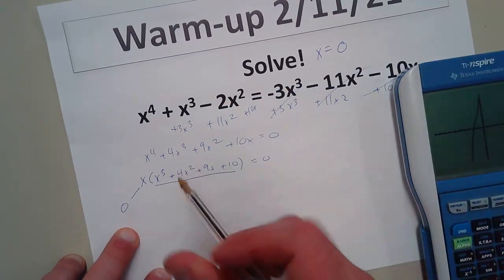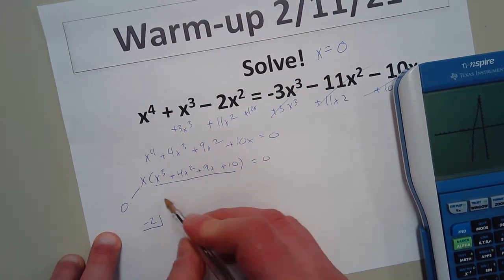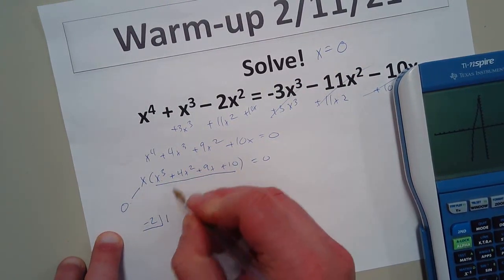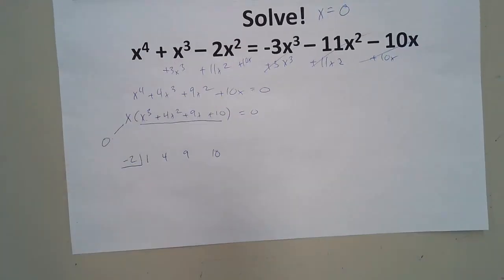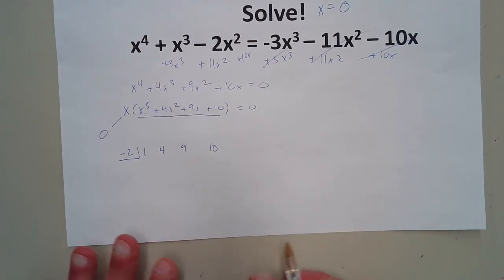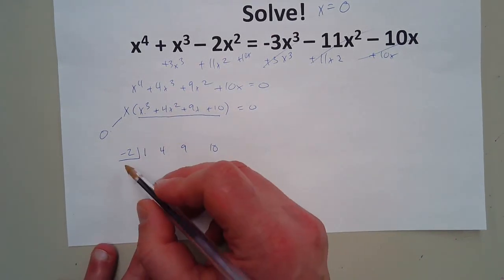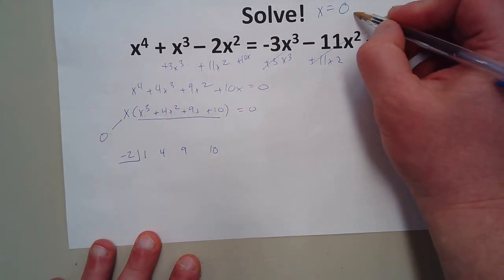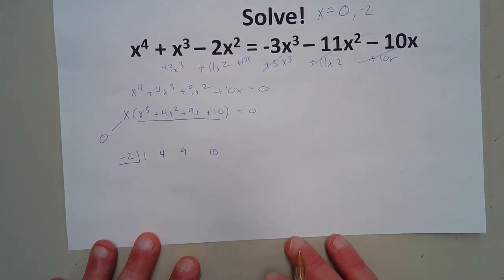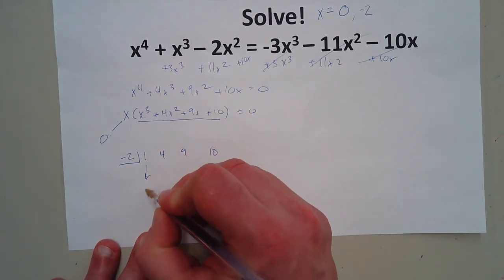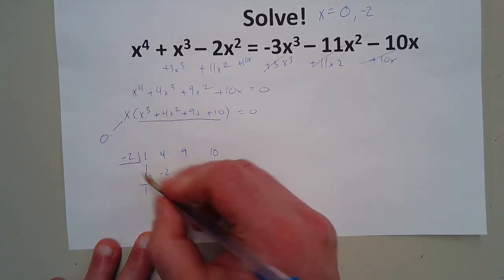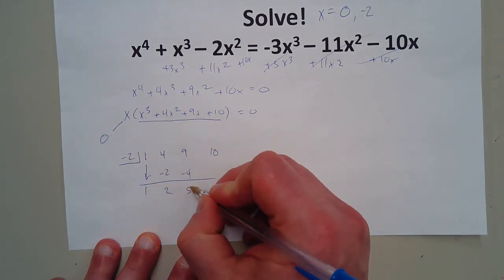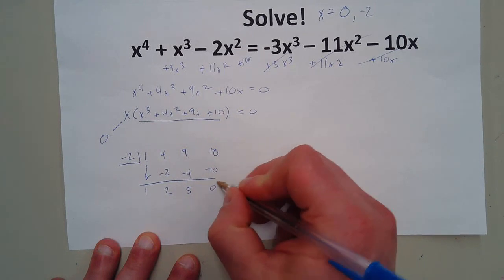So again, -2. I'm going to go ahead and do synthetic division with this cubic function. So 1, 4, 9, and 10. All right, so from here, I'm going to do my synthetic division to see what am I still left with. Now again, this is a solution, so I can go ahead and add it to my list of solutions. So I get a 1. We multiply and we add. We multiply and we add. We multiply and we add.